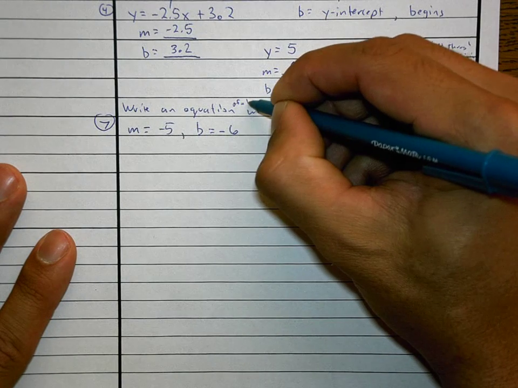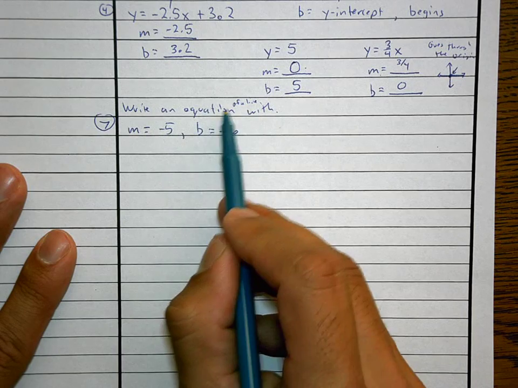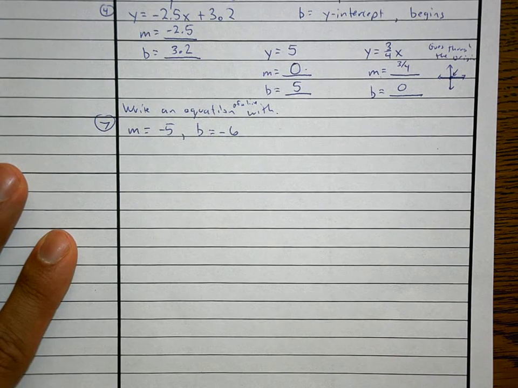Of a line. Write an equation of a line with m is equal to -5 and b is equal to -6.